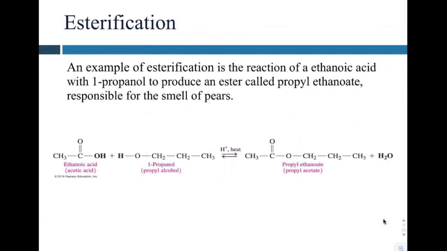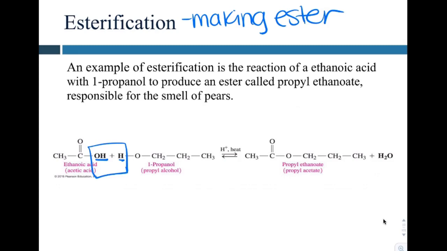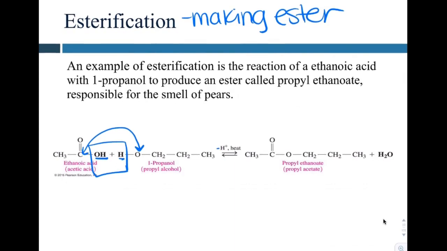So esterification, remember, is making an ester. Let's look again. I've got the OH of my carboxylic acid and the H of my alcohol. I'm going to be isolating this and then connecting these two pieces together. So it's like snipping out something and then forming a new bond there. It happens under acid catalyst and heat. This ester, propyl ethanoate, is responsible for the smell of pears.